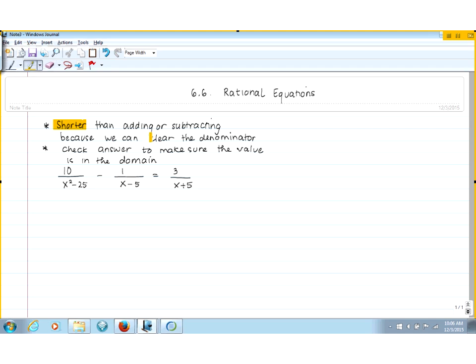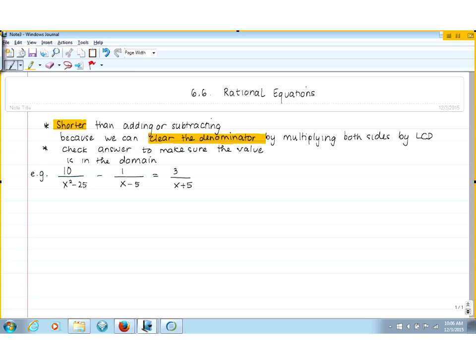And you could clear the denominator. How do you clear the denominator? Multiply both sides by the LCD. Yes, by multiplying both sides by the LCD. So that's what we're going to do. We will clear the denominator. We're not going to carry the denominator.